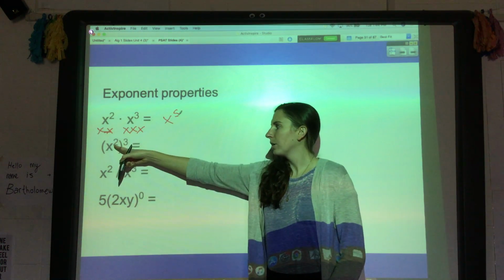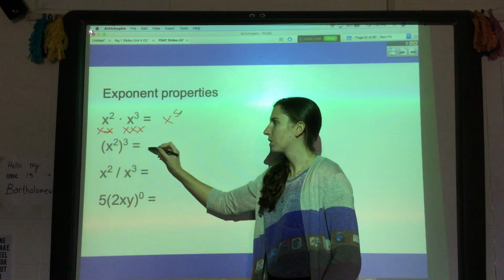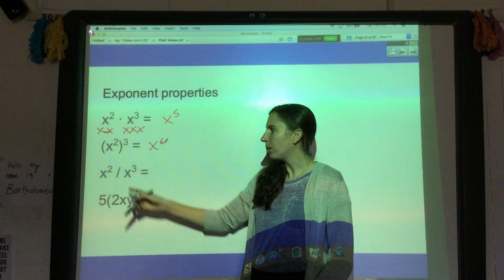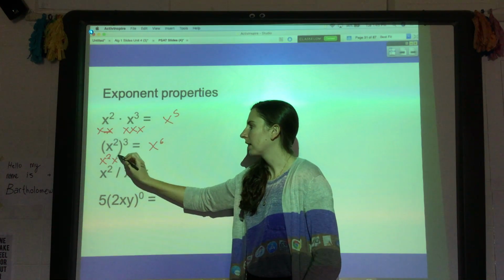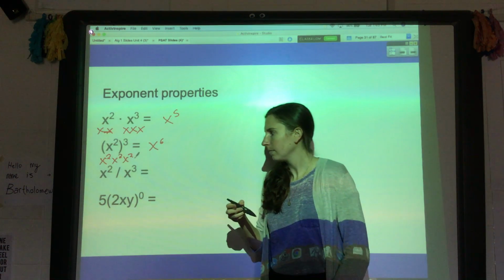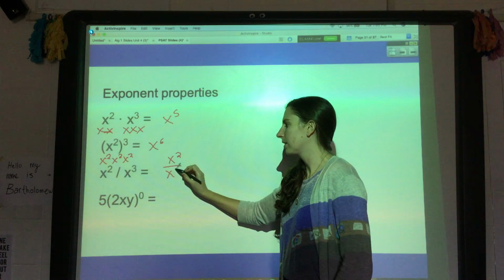If you have a power to a power, you multiply the exponents. So 2 times 3 would be 6. Again, if you're not sure, you could write it out. x squared 3 times would be x squared times x squared times x squared, which you can see is 6 of them. When you have division, you subtract the exponents.